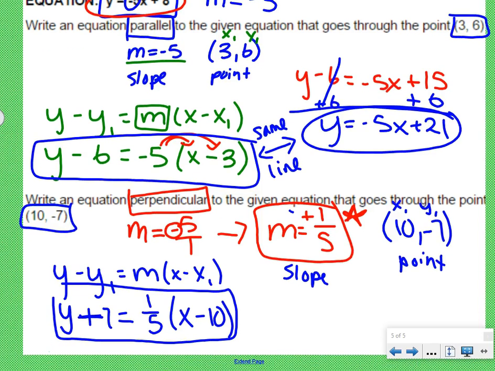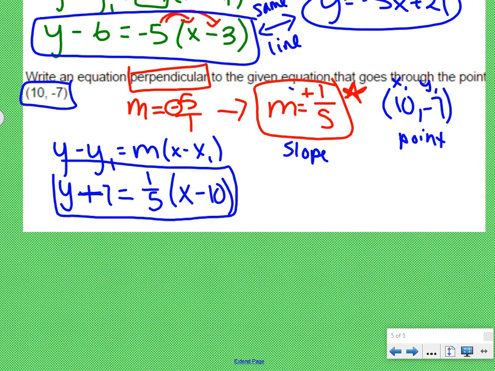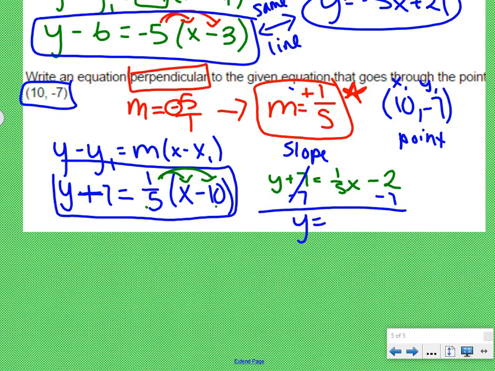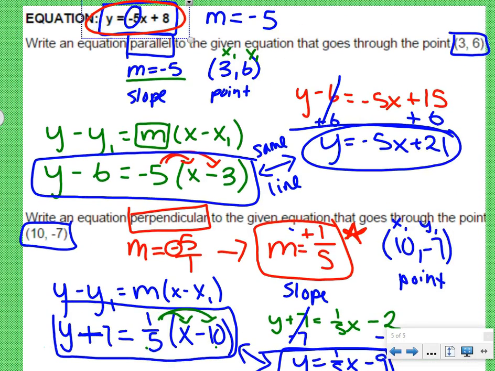Again, if it was requested that we put it in slope-intercept form, all we would have to do is do that distribution. So we'd have y + 7 = 1/5 x, and then 1/5 times -10 would be -2. And then we just have to get y by itself by subtracting 7 on both sides. We get y = 1/5 x - 9. Again, if you want to check, these two equations would be the exact same line when graphed, and they would both be perpendicular to our given equation right up there at the top.